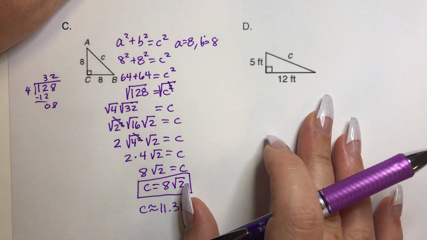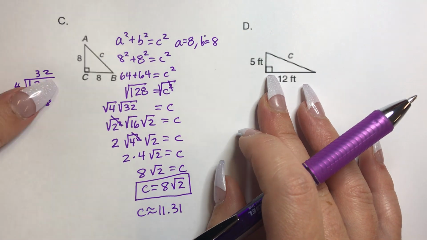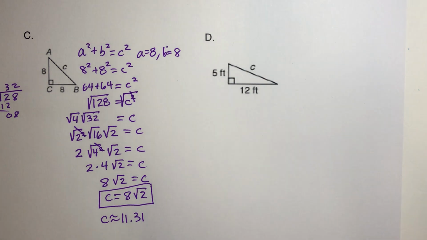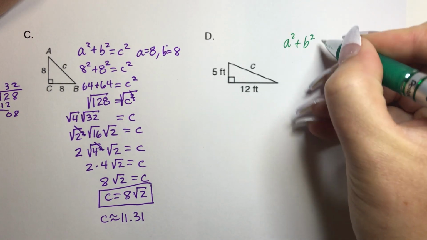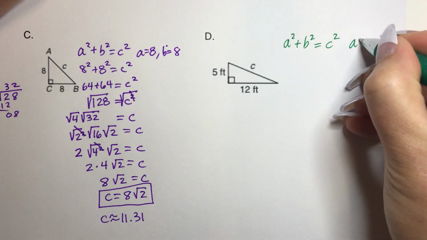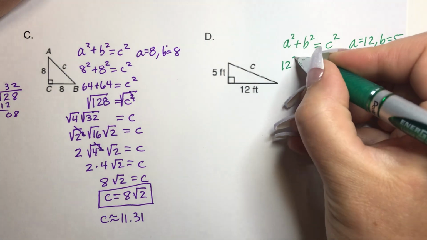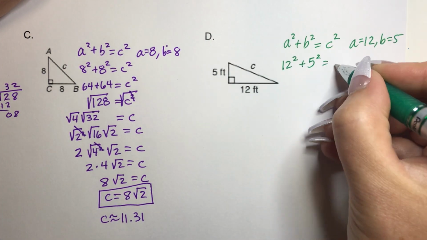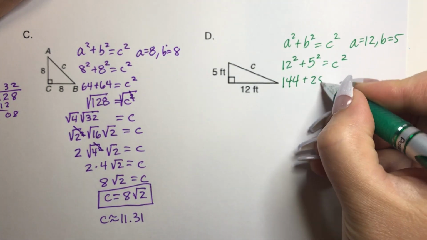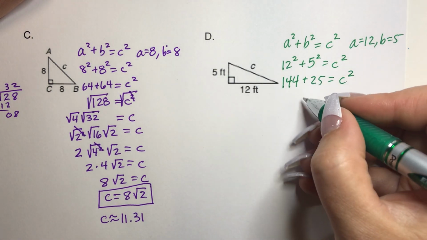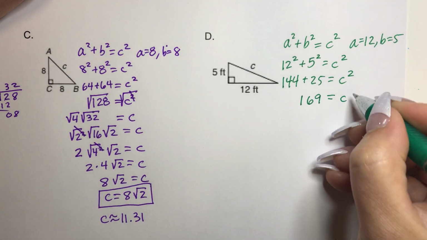Okay, let's go ahead and see how you did on D. So again, we have a right triangle, so we know that we're doing the Pythagorean theorem, okay? A squared plus B squared equals C squared. Let's say A is equal to 12 and B is equal to 5. Then we just substitute those values in. 12 squared is the same thing as 12 times 12, which is 144, plus 5 times 5, which is 25. And this ends up being 169. Ooh, I think I know what that number is.